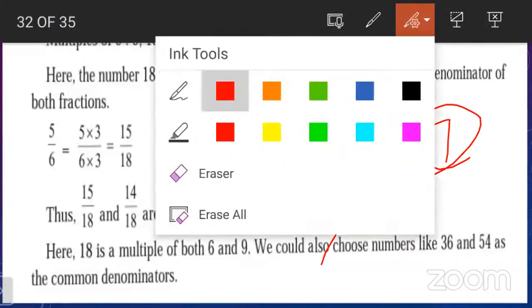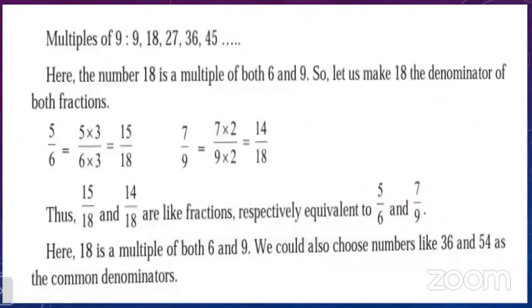Now look here. The number 18 is a multiple of both 6 and 9. It is in the 9 times table and also in the 6 times table. So let us make 18 the denominator of both fractions, 5 upon 6 and 7 upon 9. If you multiply the numerator and denominator by the same non-zero number, that is 5 multiplied by 3 and 6 multiplied by 3.